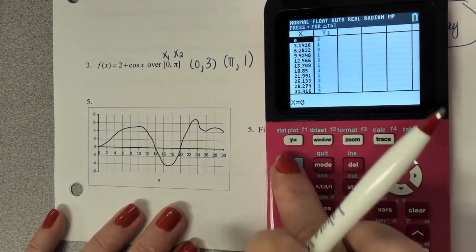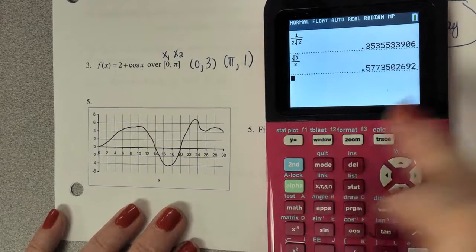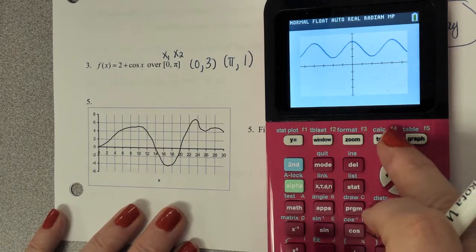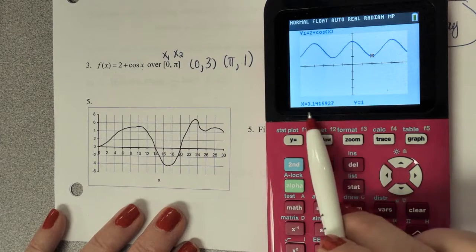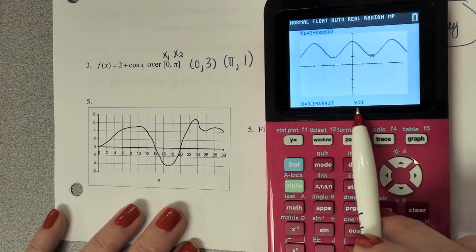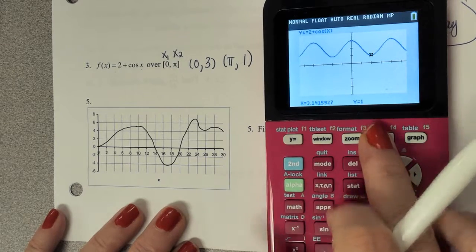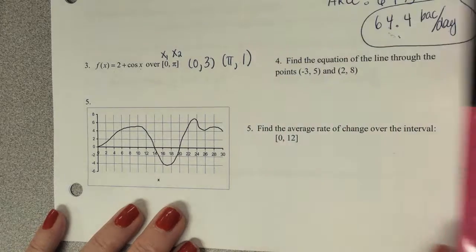Another way I can do that, if I don't want to go to my table, take this back to normal, but if I go to my graph and I just do trace and I put in pi, it'll tell me the answer. When x is pi, there's my y value. So lots of different ways we can check it. I can also do trace and I can put in 0. And when x is 0, y is 3.